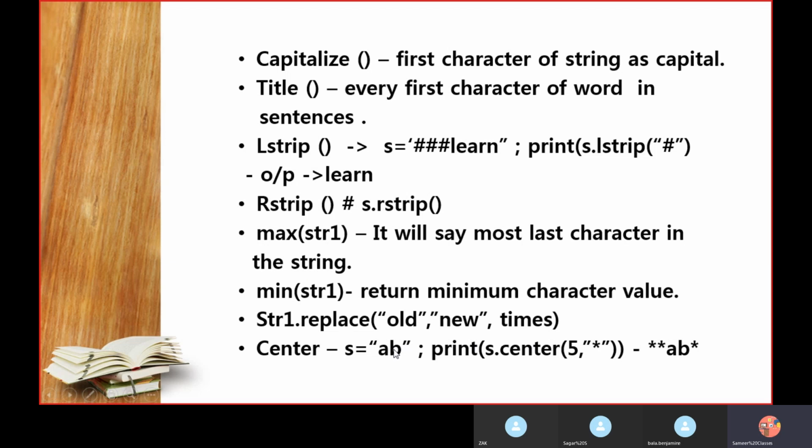So currently I have 2 characters and I want 5 characters, and the rest of the places I want to fill with a star. So what happens is star star, "ab" becomes the center, and again a star. Now if I count, 1 2 3 4 5 characters in the string, in which since I made it center, the string "ab" got saved over here. Good enough.